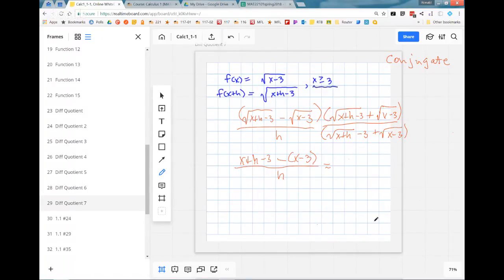So what's left on top? Squared. So what happens when you do that? X minus x is gone. Negative 3 minus, so we get, so what am I missing here? We get h over h.